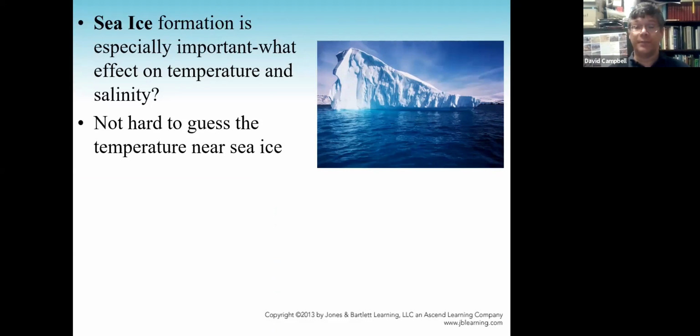Temperature near sea ice, it's ice. What do you think? Yeah, it's kind of obvious there. Cold.